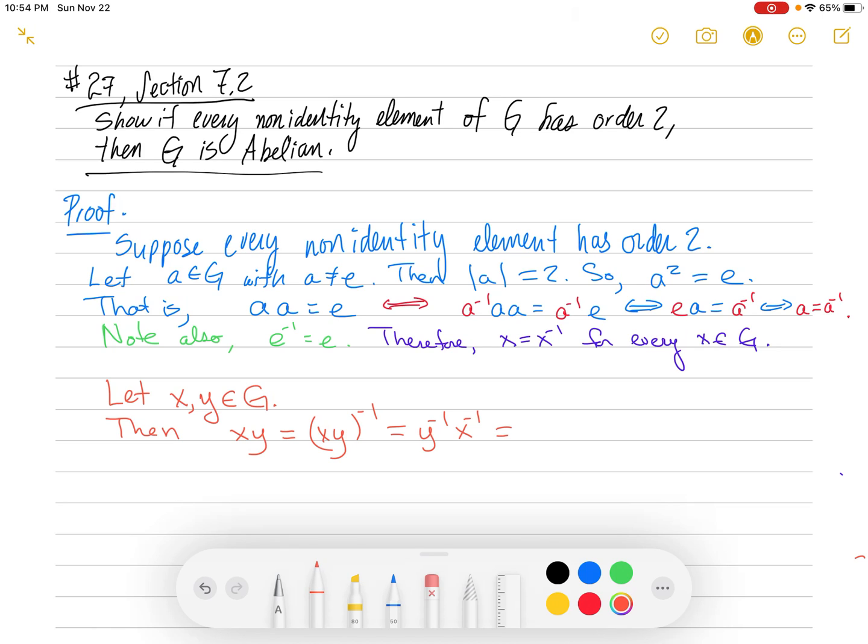What's another name for Y inverse? Another name for Y inverse is Y. Another name for X inverse is X because it's its own inverse, right? So what do we got? We got XY equals YX. That's it. Therefore, because every pair of elements commutes, G is abelian. Capital A. I'm going with the capital A.